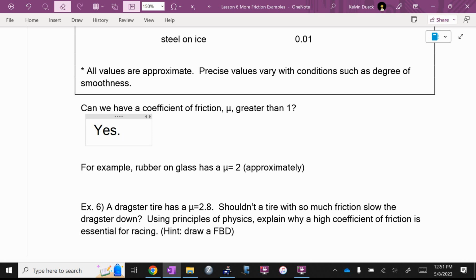Rubber on glass has a coefficient of friction of about 2. What that usually means is it will support its own weight against gravity. That's why those little rubber decals, you can stick them onto a window and they'll stay there. Friction is enough. Gravity's pulling it down, but friction is more than enough to overcome gravity. Insects that crawl on walls typically have a coefficient of friction higher than 1.